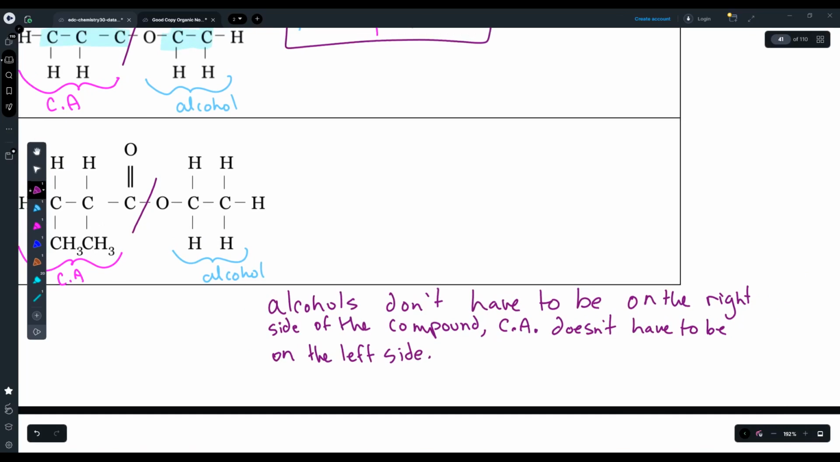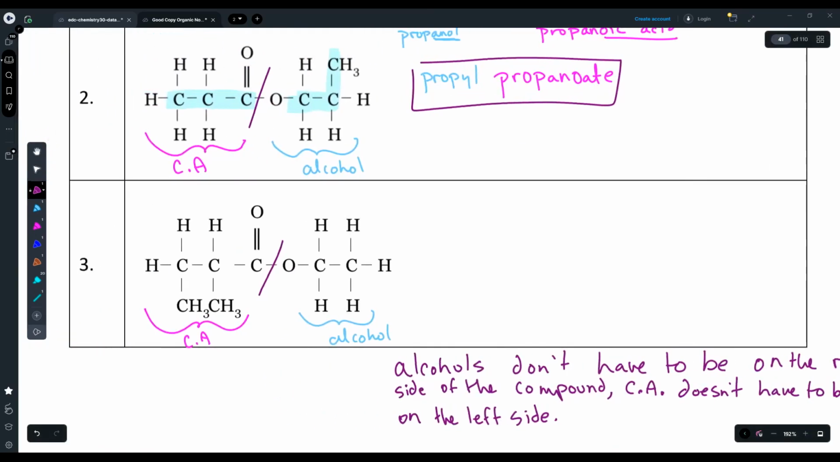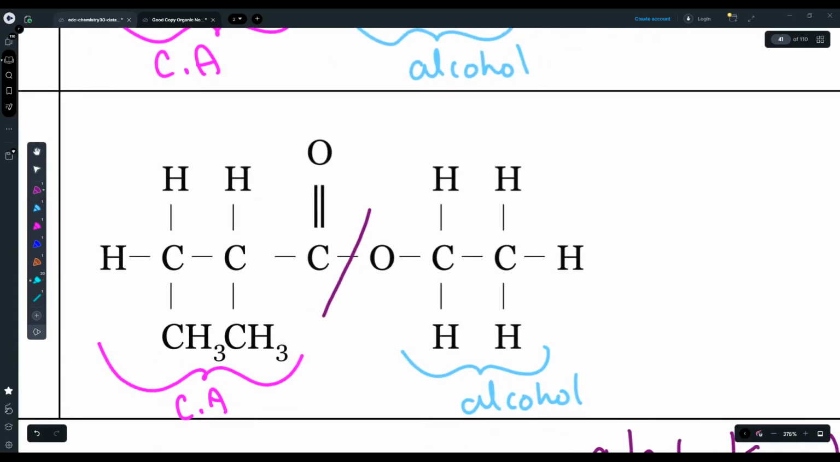Okay, so when I say alcohols don't have to be on the right-hand side, I mean the part of the compound that comes from the alcohol when you're reacting substances to get the ester. Okay, same for carboxylic acid. I'm meaning the part of the ester compound that comes from the carboxylic acid in the reaction to produce the ester. All right, so let's take a look at this.